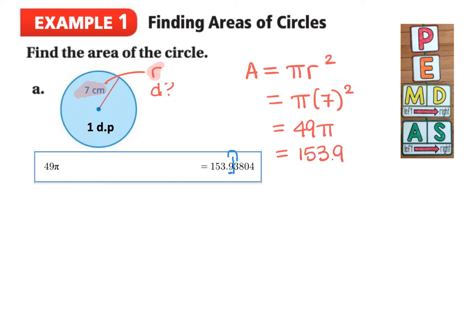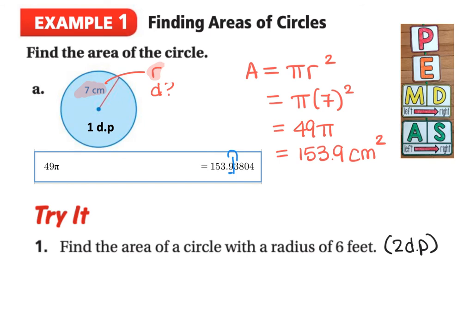And we have to use units, so it's going to be centimeters. And because this is area, we have to say centimeters squared. So this brings us to our first try question for this video. We want to find the area of a circle that has a radius of 6 feet.